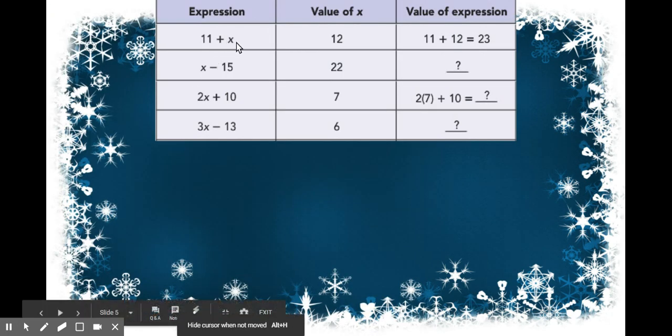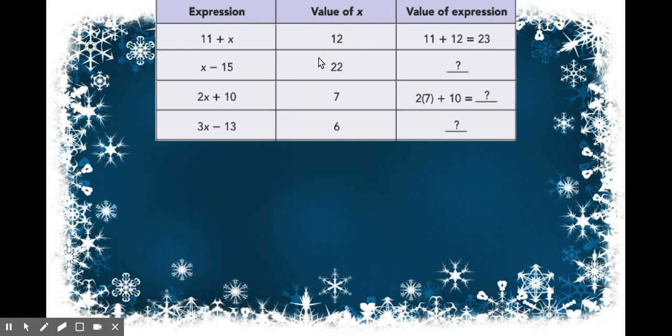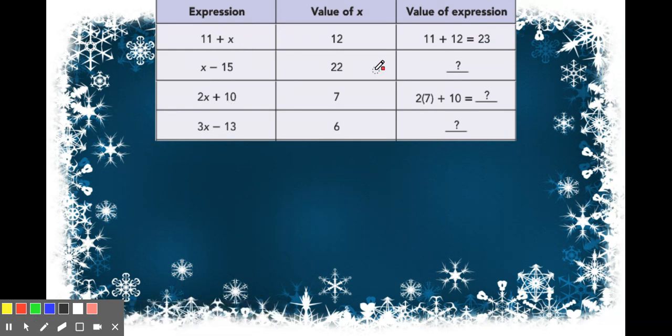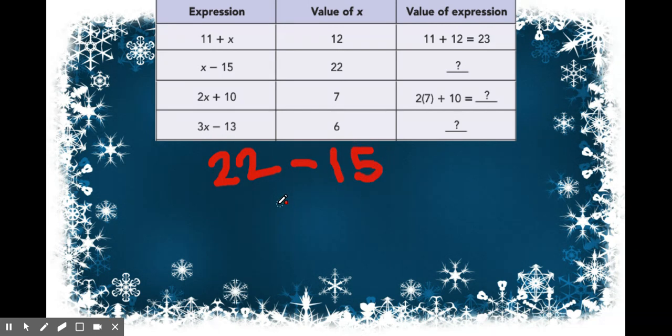So the first one, they had 11 plus x. They knew the value of x was 12, so they rewrote that, 11 plus 12, and that gave them 23. Our second example, it says that x is 22, so I'm going to substitute that, and instead of x, I have 22 minus 15. And so when I do that, I end up with 7.